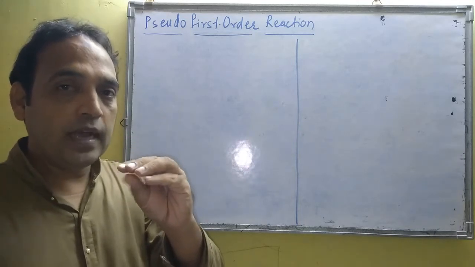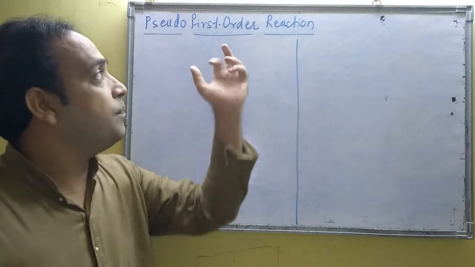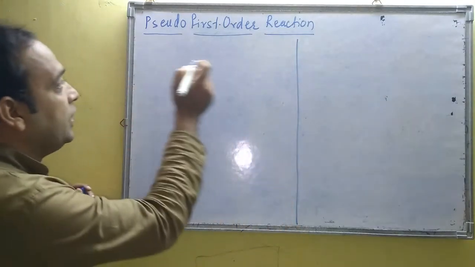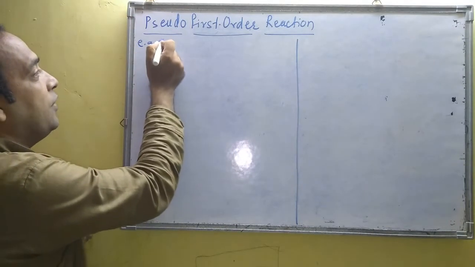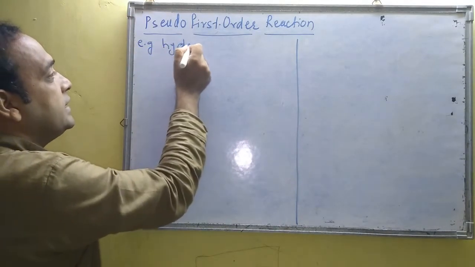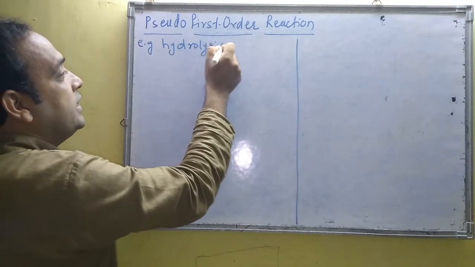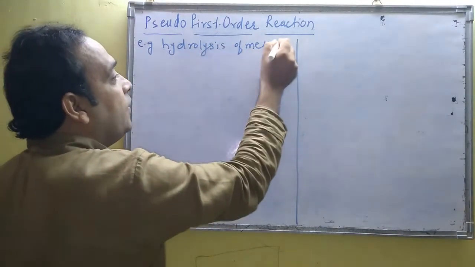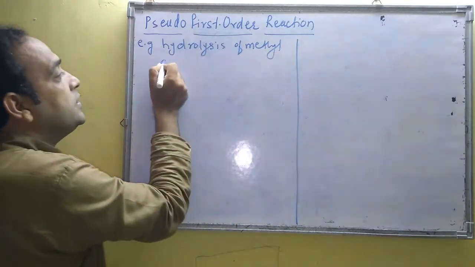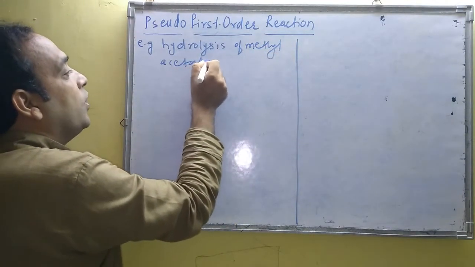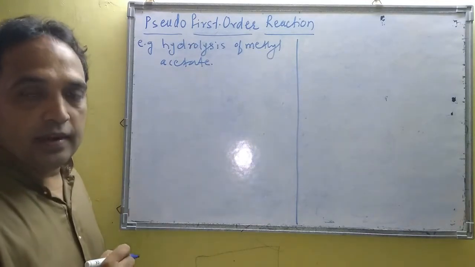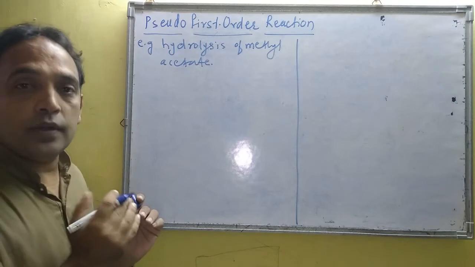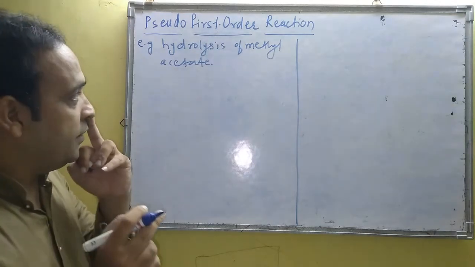Again, I will try to recall the definition of pseudo first order reaction. Now take an example, hydrolysis of methyl acetate. The best example is given here. Hydrolysis means reaction with water, or addition of water. Any organic reaction in which the species reacts with water, addition of water, is called hydrolysis.